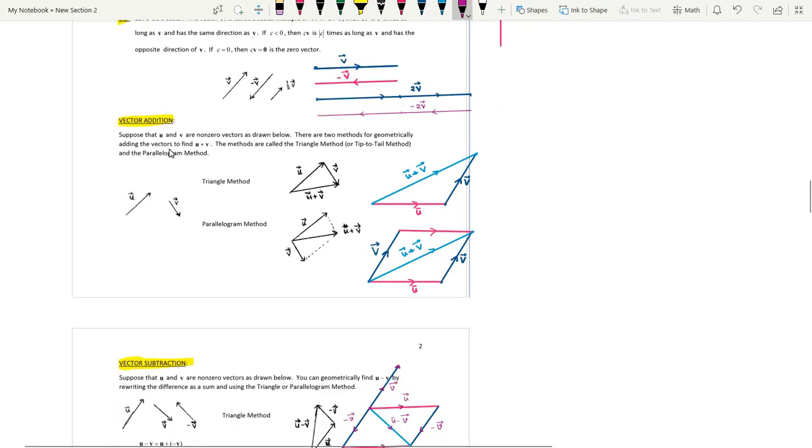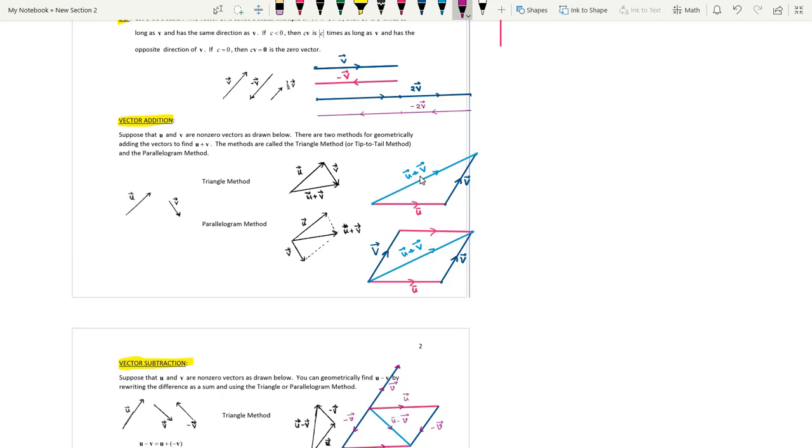Now, to add two vectors, suppose you have a vector u, where this is the initial point of the vector u, and this is the terminal point of the vector u. And you have another vector v, and the initial point of vector v is at the terminal point of vector u, and this is the terminal point of vector v. Now, if you join the initial point of the vector u and the terminal point of the vector v, then this would be u plus v. And this is called the triangular method. It is also called the tip to tail method, because at this point u has the tip and v has the tail.